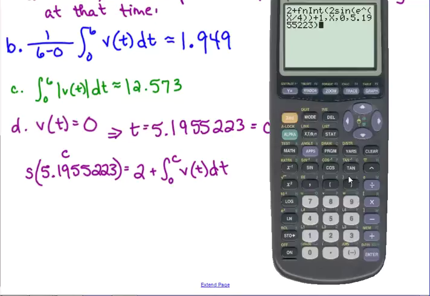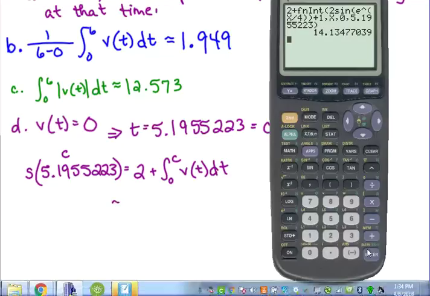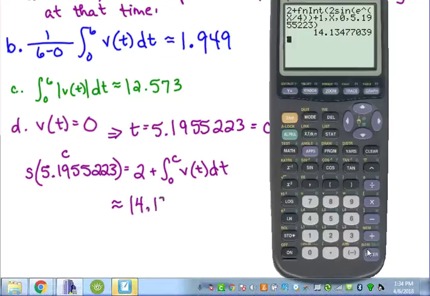5.1955223. Now, I know that you have a copy feature on the 89. I don't know if you can copy a zero from your graph, but if you can, that would be great accuracy. Then you type that in, and you get 14.134 or 435, whichever way you round or truncate. So you get 1 point for considering the velocity equals 0, finding that value. You get 1 point for setting up your integral, and you get 1 point for your answer.